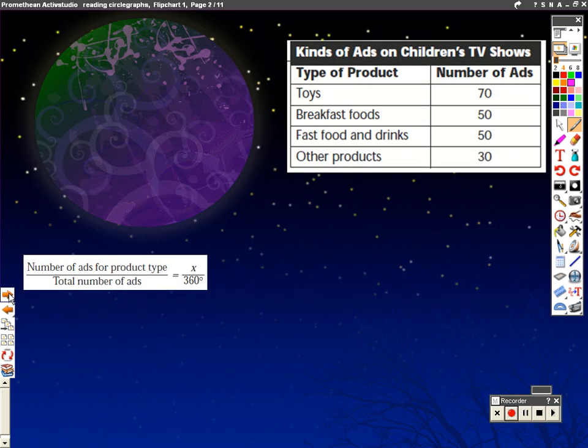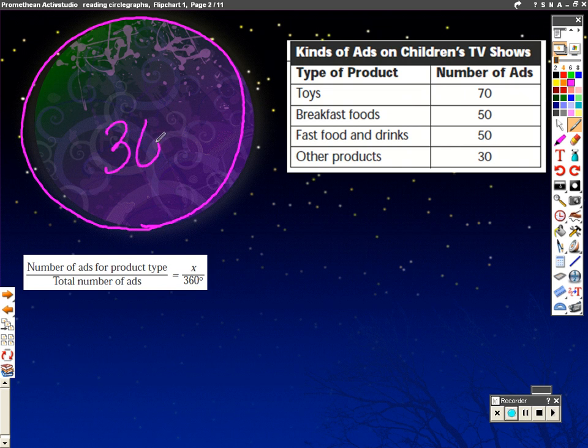Now, in this example, they have given me information to make a circle graph for, and they want to know how many degrees of my circle each piece is worth. Now, you have to remember a circle. When you go around the circle, it's worth 360 degrees. So 360 is my total. Okay? Now, I need to find out how many adds were done all together. So I'm going to add these together.